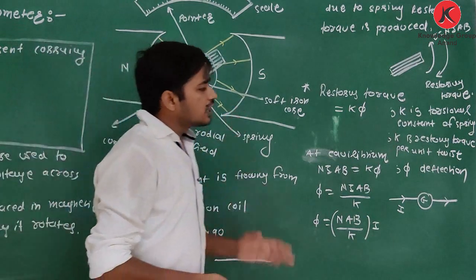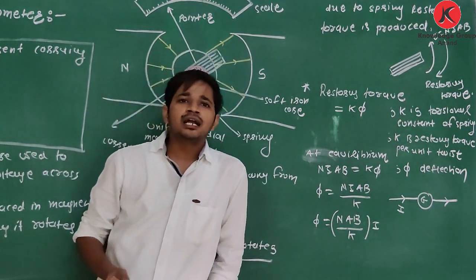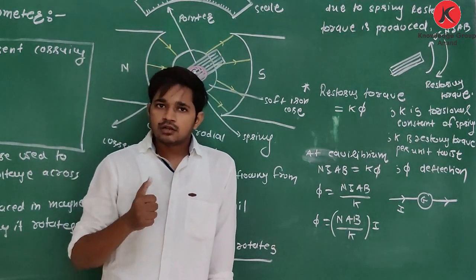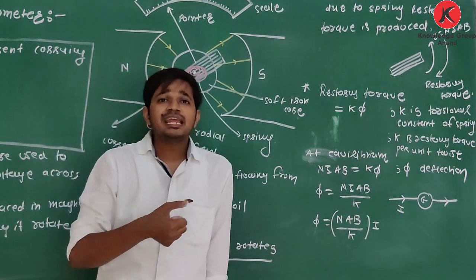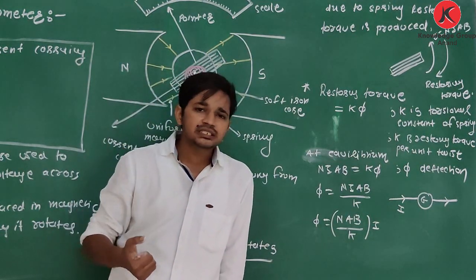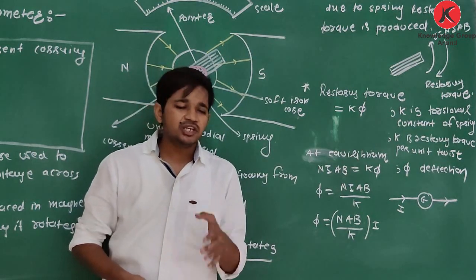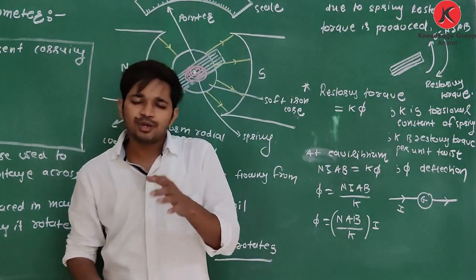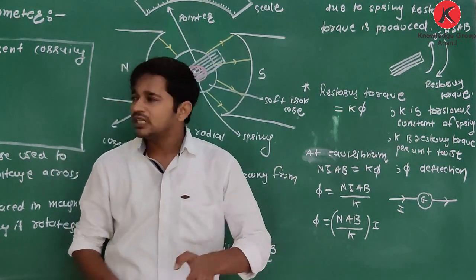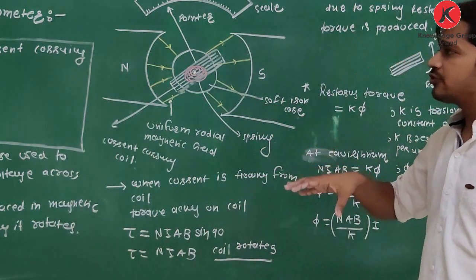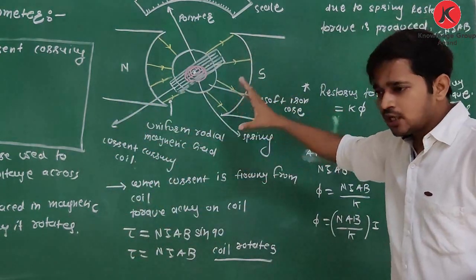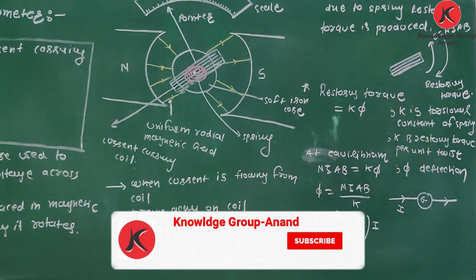Now we will use this galvanometer to measure current and voltage. To measure current, the galvanometer is converted into an ammeter. To measure voltage, the galvanometer is converted into a voltmeter. So in the next lecture we will discuss how to convert a galvanometer into an ammeter and into a voltmeter. What is the difference between ammeter and voltmeter? In this lecture, we have discussed the moving coil galvanometer: use, principle, construction, working and equation. Clear about this?